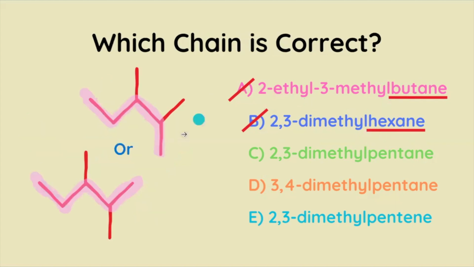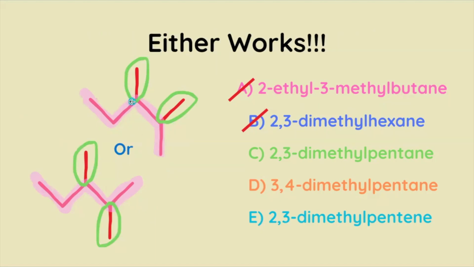One thing you might notice is that you can draw the main chain of 5 carbons in 2 different ways. We'll see exactly why this is the case at the end of the video, but just know that either of these 2 works. It'll give us the same correct answer.